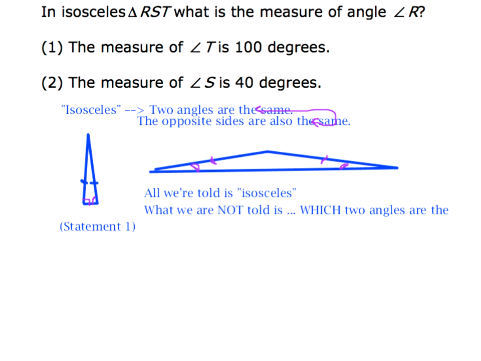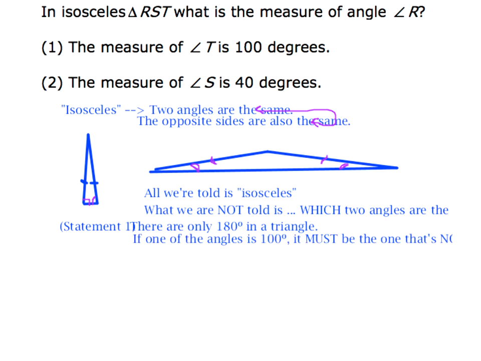If you have a 100-degree angle, how many degrees are in a triangle? Well, there's only 180, right? So there are only 180 degrees in a triangle. Therefore, if one of the angles is 100 degrees, then it must be the one that's not equal to any other one, because you can't have two 100-degree angles in the same triangle.